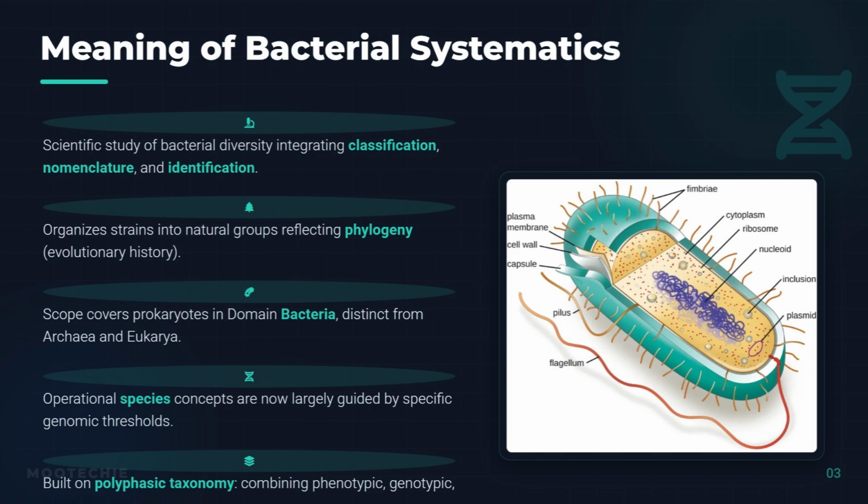It organizes strains into natural groups reflecting phylogeny or evolutionary history. This means we group bacteria based on their shared ancestry, not just random similarities. Its scope covers prokaryotes in domain bacteria, distinct from archaea and eukarya. We are focusing specifically on true bacteria, separate from other fundamental life forms.